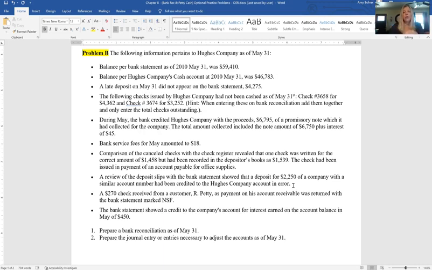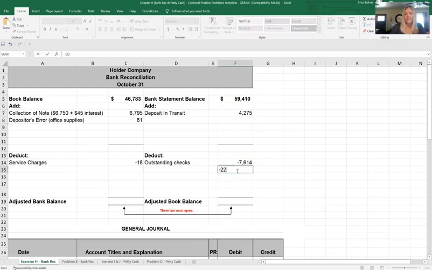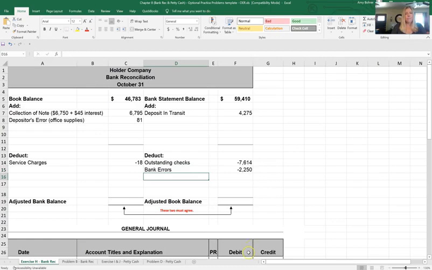It's not a book error. It's a bank error. And that $2,250 is included in this balance and it shouldn't be. So we need to deduct that from the bank side. And the description is going to be like bank errors, something like that. Okay?